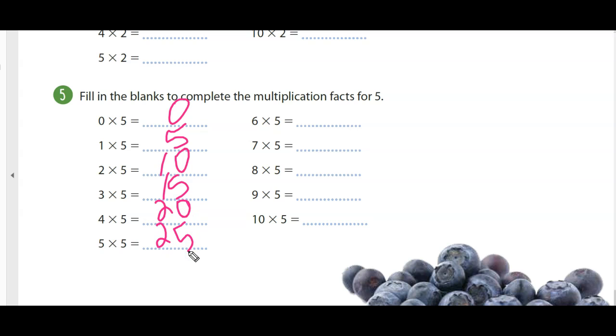4 times 5 is 20. 6 times 5? 7 times 5? 8 times 5? 9 times 5? 45. And 10 times 5? 50.